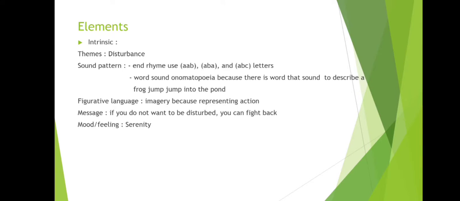The first element is intrinsic. 1. Drums. The drums is disturbance. The sound patterns, there is rhyme, using AAB, ABA, and ABC letters. Second, word sound onomatopoeia, because there is a word that sounds like a frog jumping into the pond.